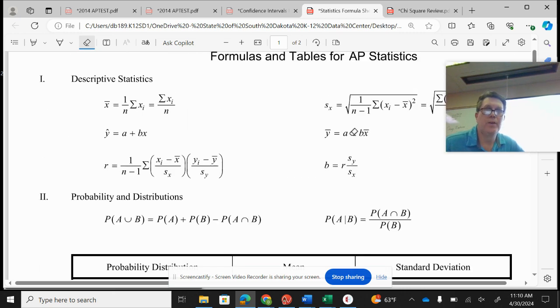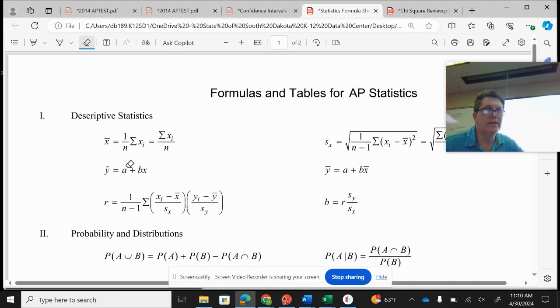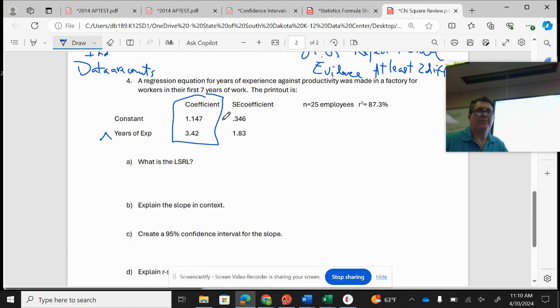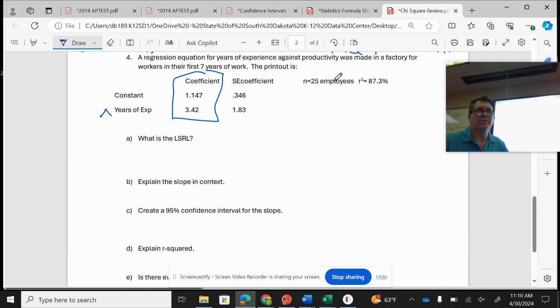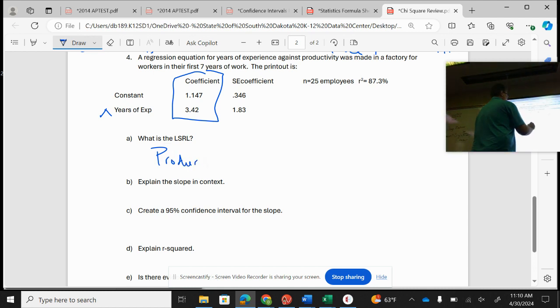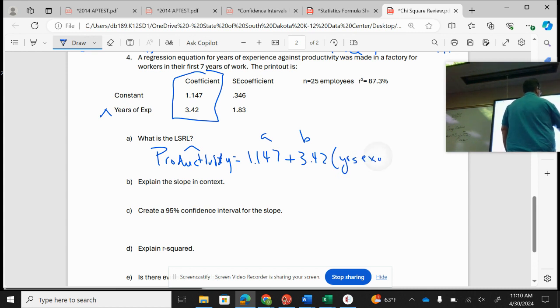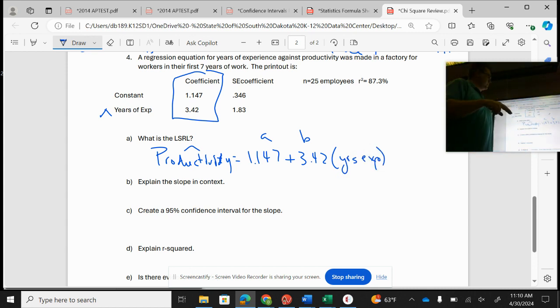Here we go. Y hat equals A plus BX. Remember, they just give you A and B, and then this is always X. Sometimes you have to look where Y is, but it says it's years of experience against productivity. So our productivity, whatever they've rated that as, hat equals 1.147 plus 3.42, that's A, that's B, times X, years experience. That is something everybody should be able to do if you see those two coefficients.